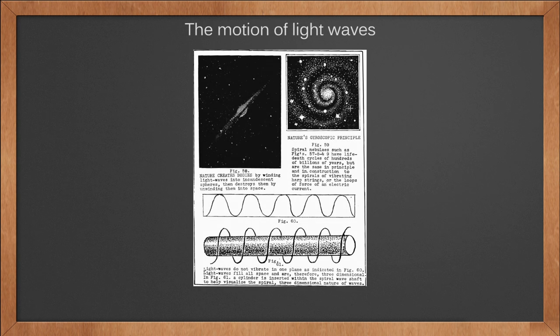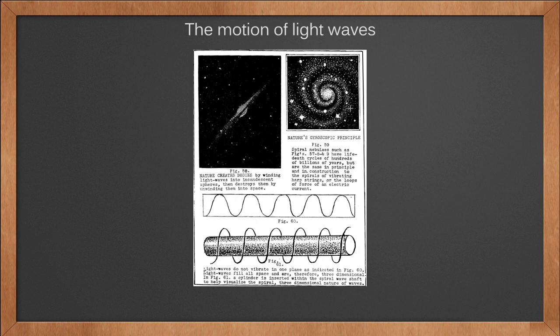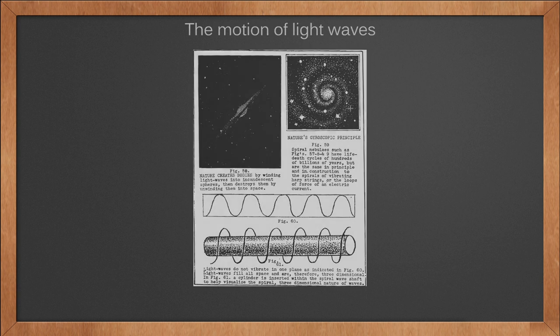Here is the next image, which shows the wave characteristic of light and compares it with a nebula in our universe. Look at the two top pictures. Spiral nebulas such as figures 58 and 59 have life and death cycles of hundreds of billions of years, but are the same in principle and in construction as the spirals of vibrating harp strings or the loops of force of an electric current. Picture 61 visualizes the three-dimensional characteristic of light. It is the same as in electricity, with electrical potential and electric current existing at different phases to each other in the same direction of motion.